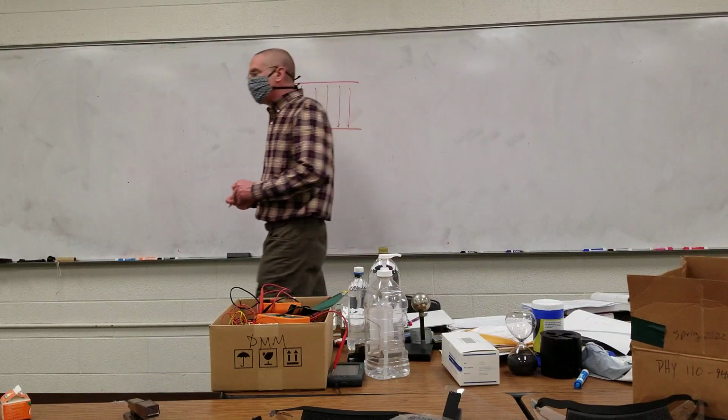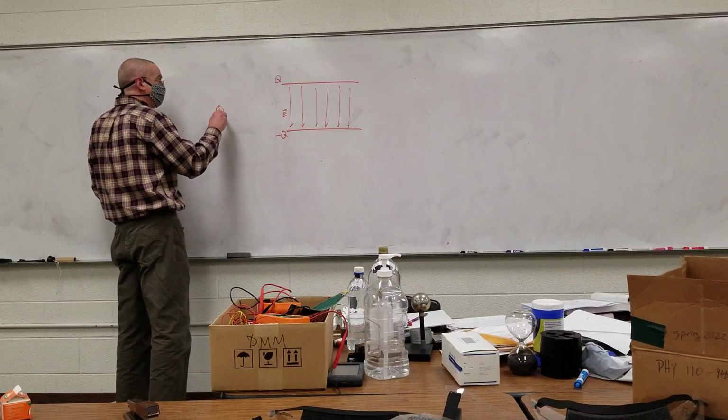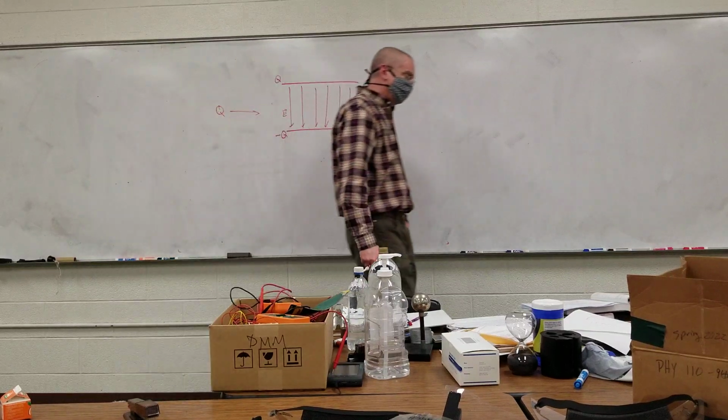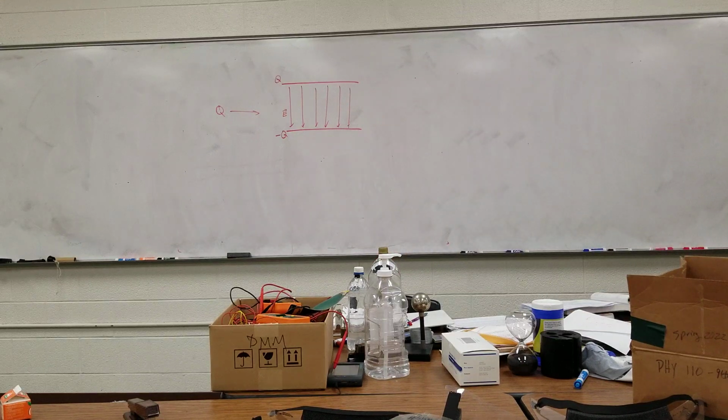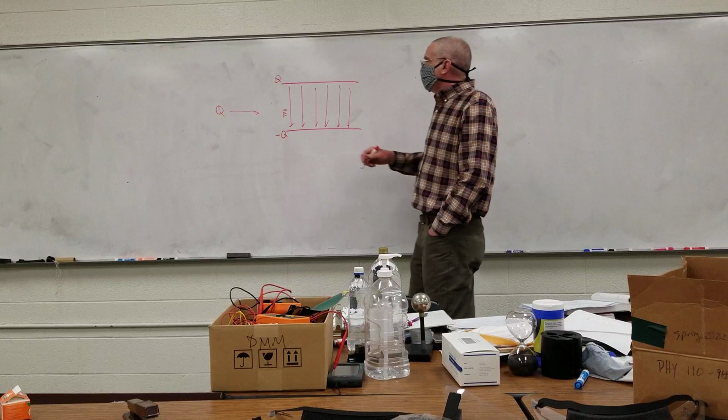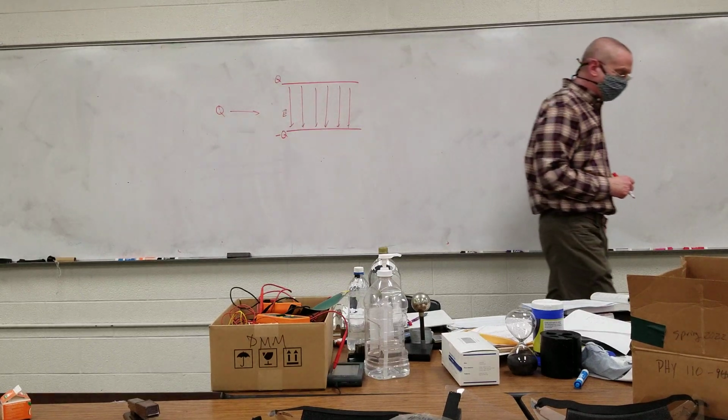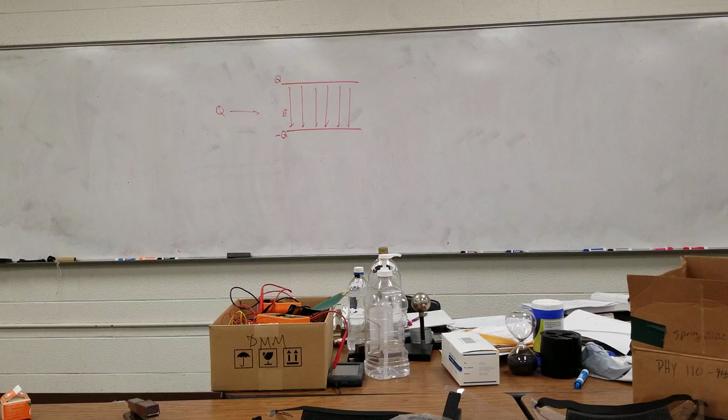And into this, I'm going to shoot a charged particle. So I have some charge Q, which I'm going to shoot into it. First off, I drew the electric fields going down. Why are they going down? Because they go away from positive and towards negative. There you go. If Q is a positively charged particle, what's going to happen to Q when I shoot it into this uniform electric field? It'll want to move down.